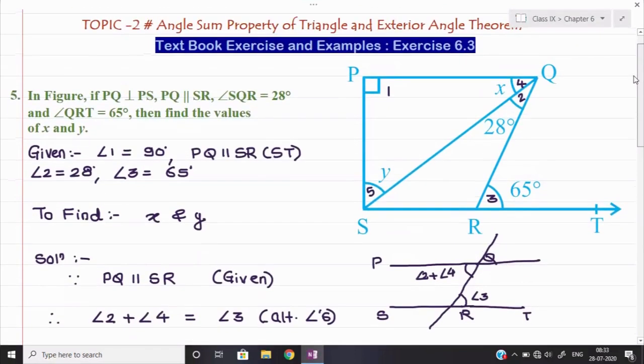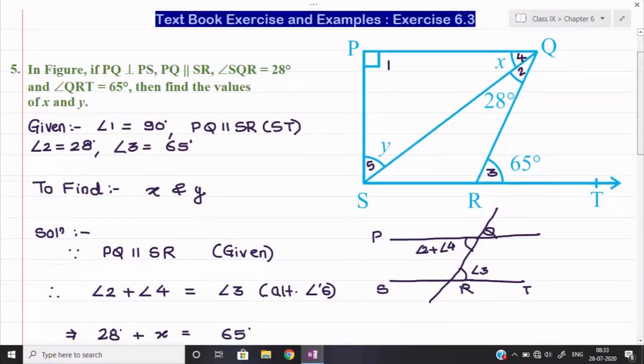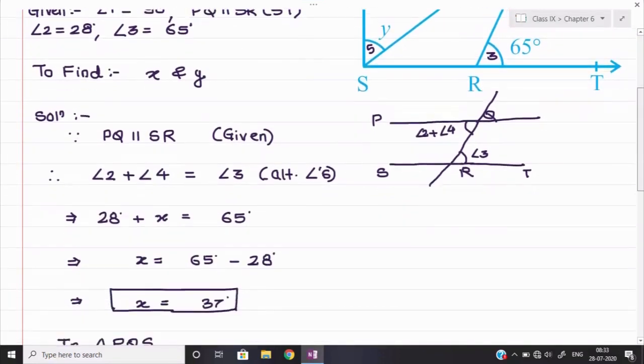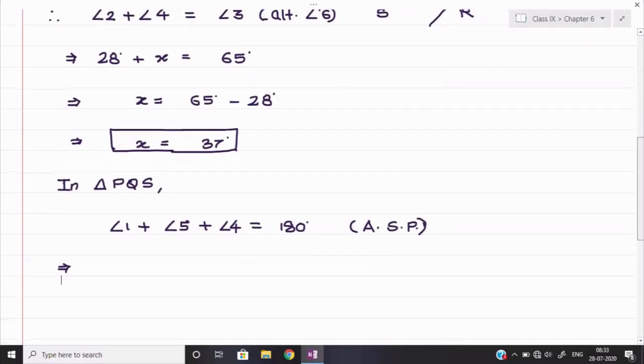Look at the figure and the given. Angle 1 is equal to 90 degree. Angle 5 is equal to y, and angle 4 is equal to x, and the value of x we got here, that is 37 degree. So the value of angle 4 I will keep here as 37, angle 1 as 90, and angle 5 as y, and let us solve that one. So let us put up the values. Angle 1 is equal to 90 degree, angle 5 will be equal to y, and angle 4, as I told you, is equal to x. So I am keeping the value of x as 37.